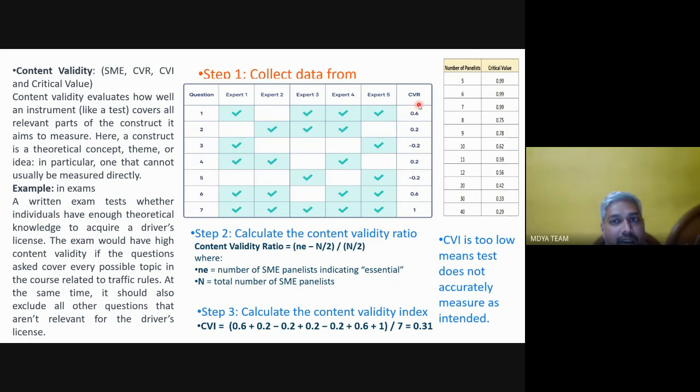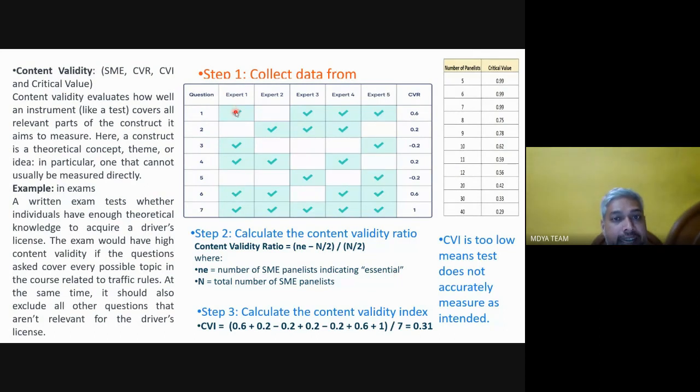So CVR, what is CVR? CVR is the content validity ratio. And here is the formula to measure content validity ratio. So (Ne minus N/2) divided by N/2. N is the number of SME, subject matter experts. SME means subject matter expert panelists, Ne indicating essential.